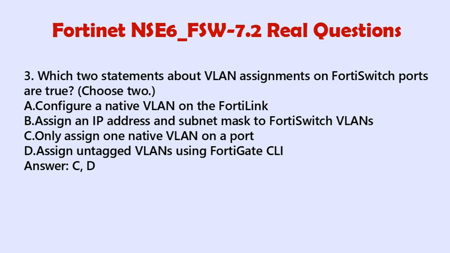3. Which two statements about VLAN assignments on FortiSwitch ports are true? Choose 2. A. Configure a native VLAN on the FortiLink. B. Assign an IP address and subnet mask to FortiSwitch VLANs. C. Only assign one native VLAN on a port. D. Assign untagged VLANs using the FortiGate CLI. Answer: C, D.